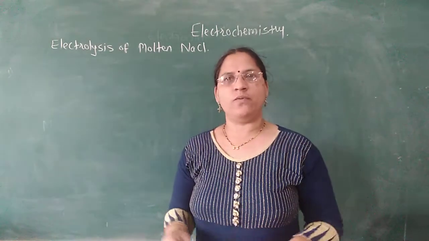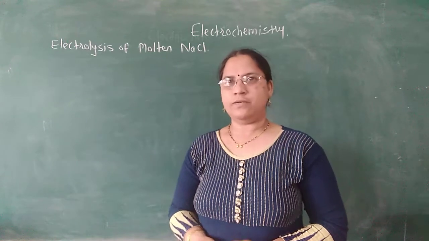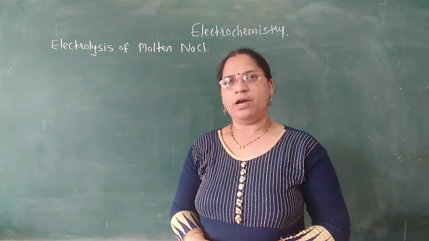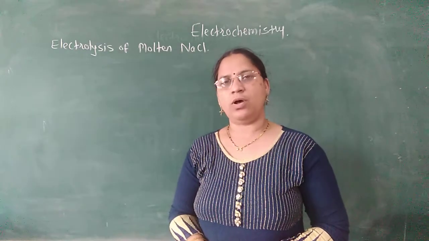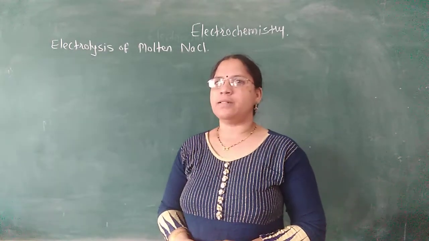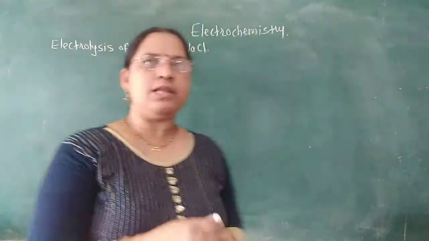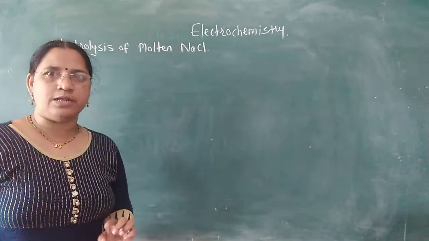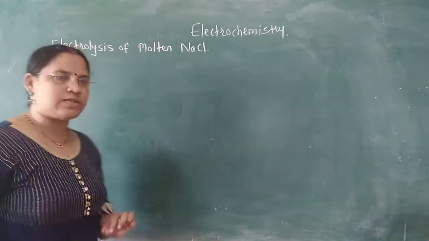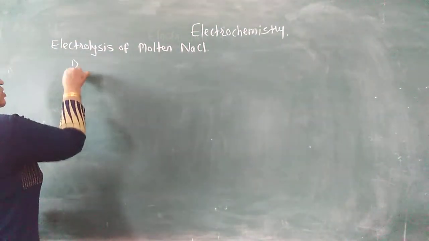Now how to proceed for the answer? First is construction. After construction, cell reaction at anode, cell reaction at cathode, the net cell reaction, and the results of electrolysis. In this way we are going to proceed for the electrolysis of molten NaCl. So the first part is construction of a cell.